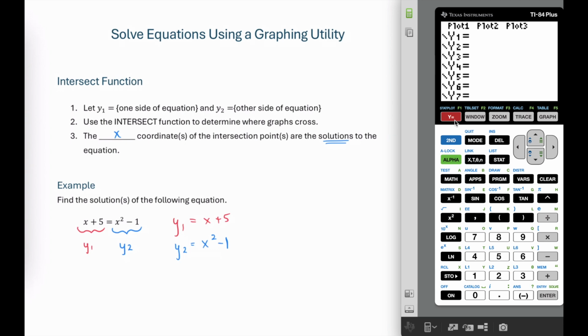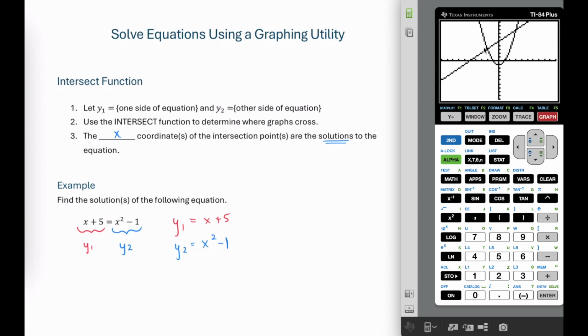So in our calculator, we're going to select y equals and then plug in x plus 5 for y1 and then x squared minus 1 into y2. Then we're going to select the graph function and see where these two graphs intersect. Since we see two intersection points, we're going to get two x values that would solve this equation.